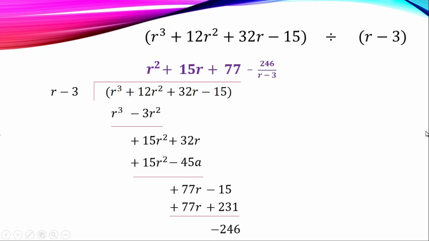Let's try another one. Since I have already explained earlier the process in here, now in this solution, we have a remainder. So we have the remainder of negative 246. Now, if there is a remainder, write it this way. Since this is negative, then you have to put minus in there. Then, 246 all over the divisor, x minus 3. So, this is now your answer.